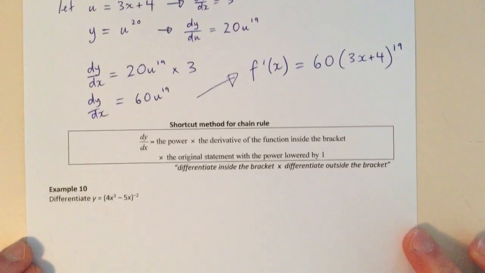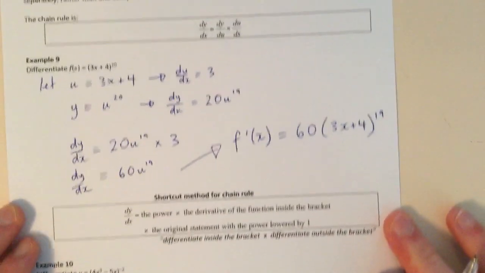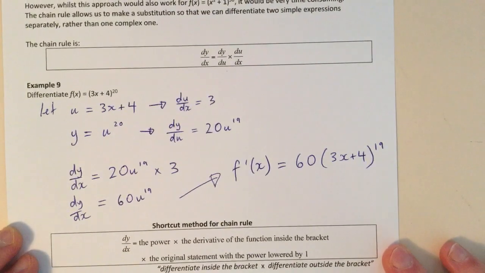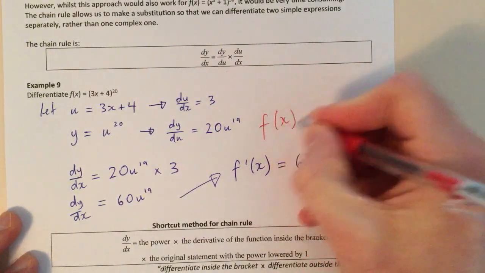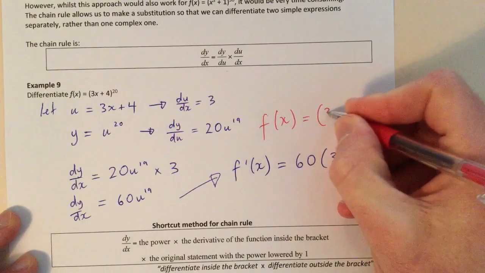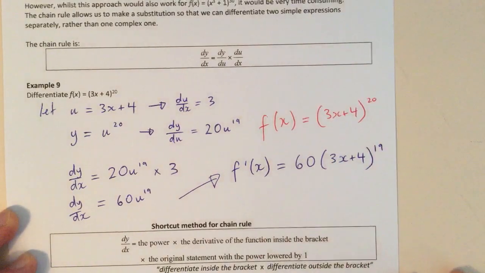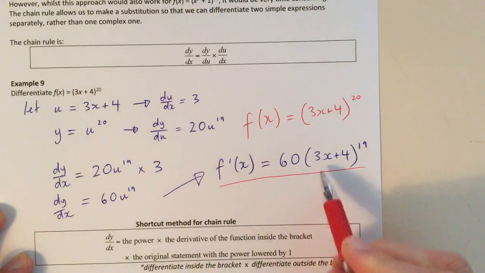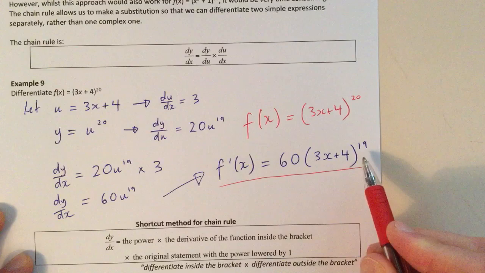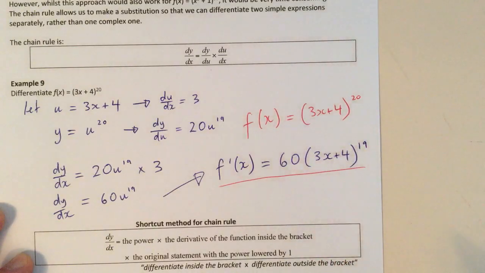Alrighty, so in this video, we're going to have a look at the shortcut method for the chain rule. I'm actually just going to go back to the previous example that we worked through without the shortcut method. Now in this question, we had f of x equal to (3x plus 4) to the power of 20, okay? And we ended up with a derivative of 60 times (3x plus 4) to the power of 19. Now, a couple of things that we're going to look for here to establish what this shortcut method's all about.